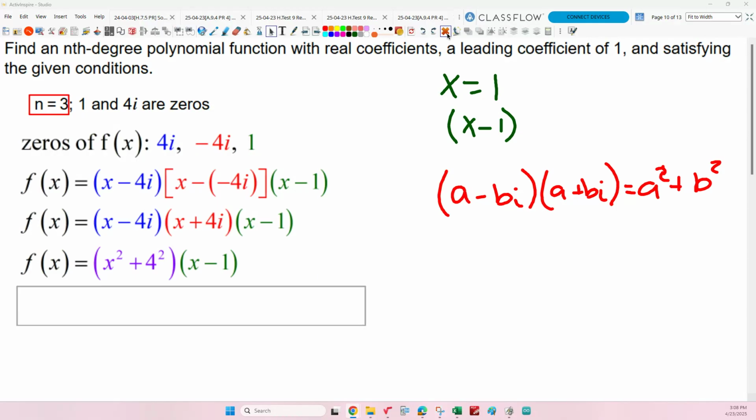You got it? Okay. So what's 4 squared? How do we get there? My a is x, so x squared. My b is 4, 4 squared. So it would be a squared minus b squared, but since it has an i, it's a squared plus b squared. Nice. So how can I simplify that one? Well, what's 4 squared? 16. There we go.